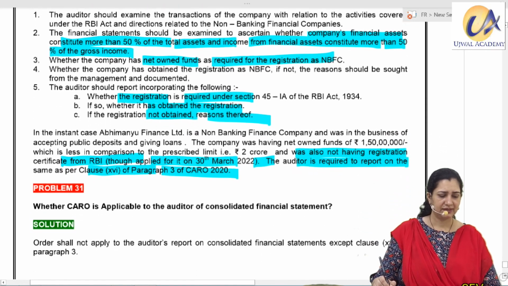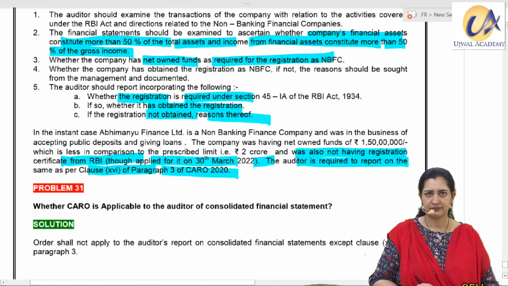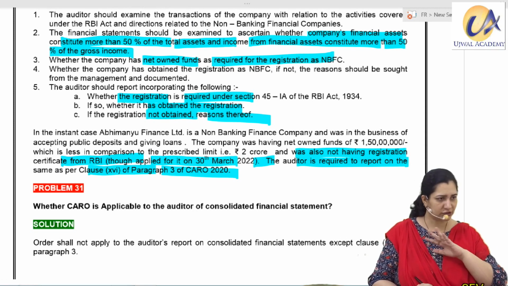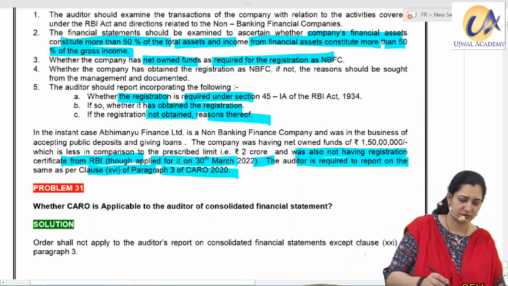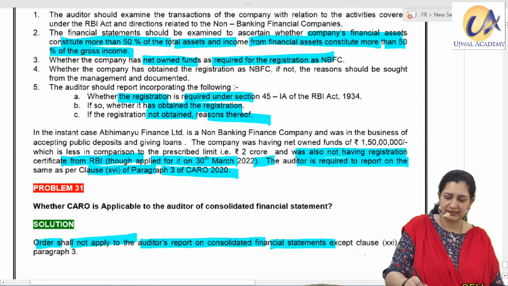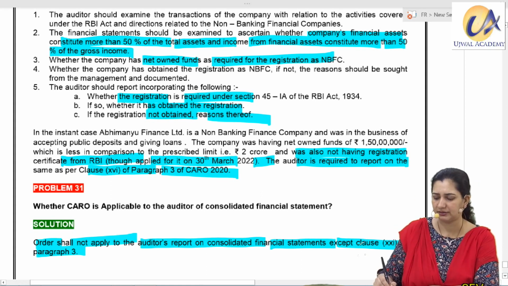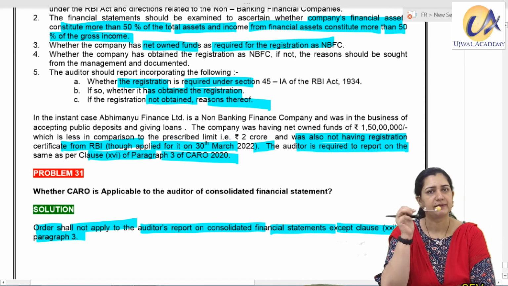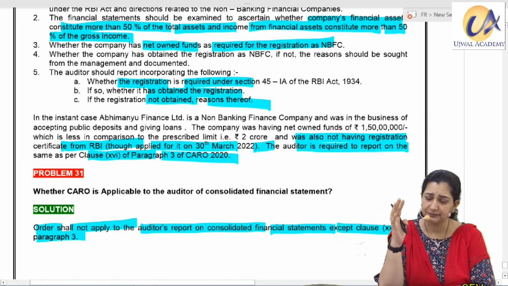Last question. Is CARO applicable to auditor of CFS? CFS? No, it's not applicable. Auditor of CFS, but clause number 21 is the exception. Order shall not apply to auditor's report on CFS except last clause 21 of para 3. So I hope this is done. So with this, my CARO is over.